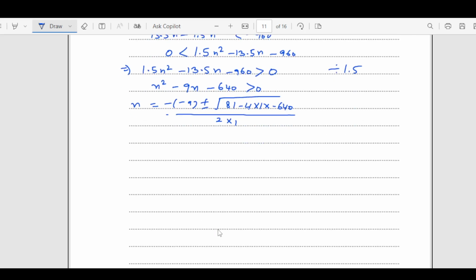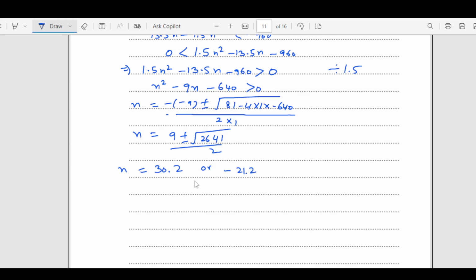Okay, so now let's see. When you calculate this, just plug in the values. This is 9 plus or minus the square root of 2641, over 2. So from here, for n, one value is 30.2, and the other one is negative 21 over 2. Just plug in the values directly.